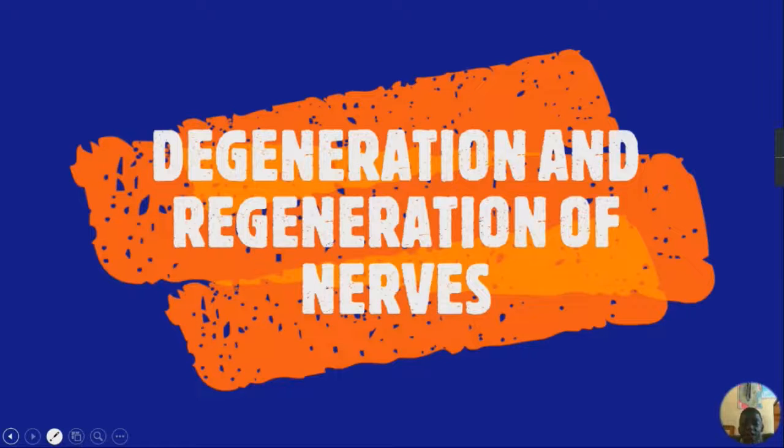The degeneration and regeneration of nerves. Nerves can degenerate, nerves can regenerate. Regeneration can occur if certain substances or chemicals are present or are provided. That's when we shall have regeneration, and we shall talk more about it in this very video.